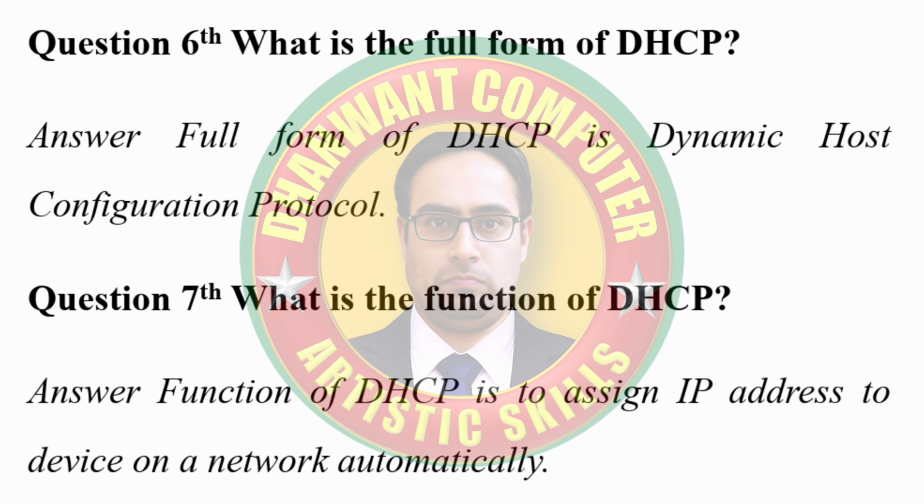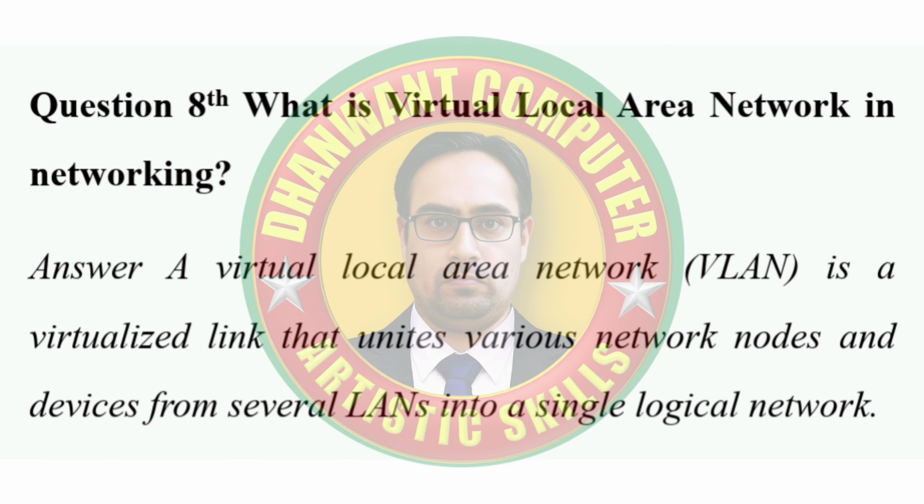Question 6. What is the full form of DHCP? Answer: the full form of DHCP is Dynamic Host Configuration Protocol. Question 7. What is the function of DHCP? Answer: the function of DHCP is to assign an IP address to a device on a network automatically. Question 8. What is a Virtual Local Area Network in networking? Answer: a virtual local area network, VLAN, is a virtualized link that unites various network nodes and devices from several LANs into a single logical network.